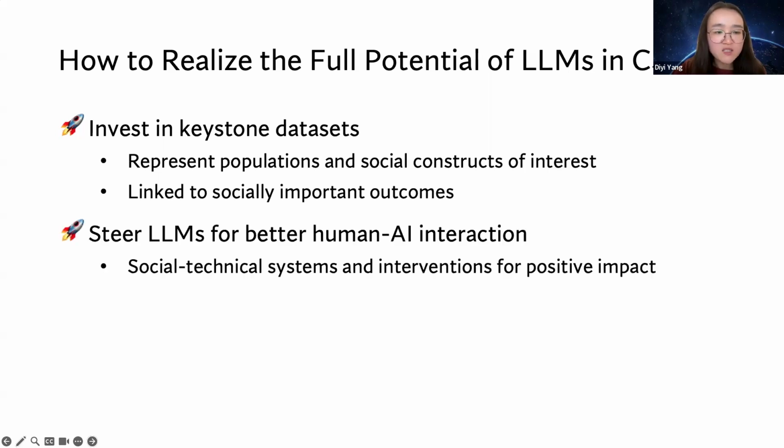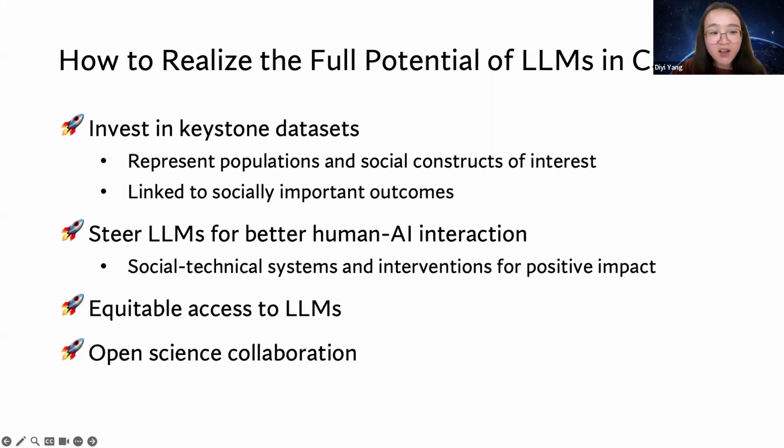We can also steer large language models for better human-AI interaction. A lot of the sociotechnical systems and interventions can really benefit if we integrate large language models into the process. And this process also relies on open science and interdisciplinary collaboration with researchers, not only in social science or computer science, but also in many, many other research fields.